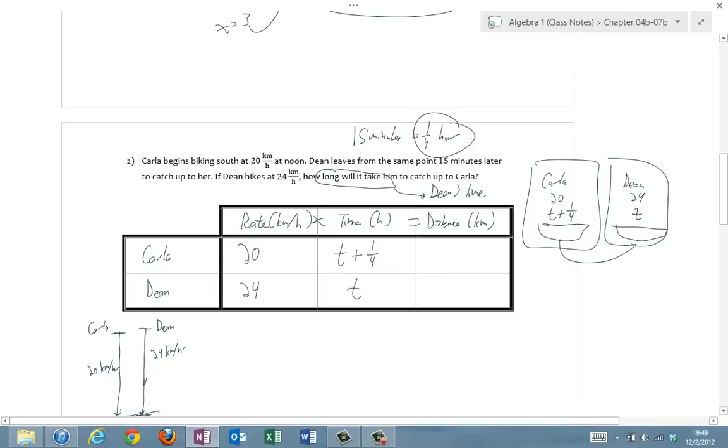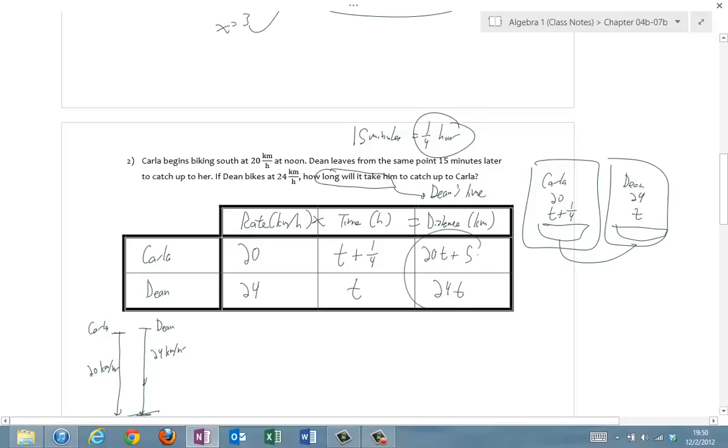The fact that if Carla leaves earlier, she's actually traveling more time. You would think leaving earlier would be minus, but it's not. She travels more time. Furthermore, we do rate times time, so I'm going to get distance is 20 times t plus 1/4, and 1/4 of 20 is 5. And then we have 24t.